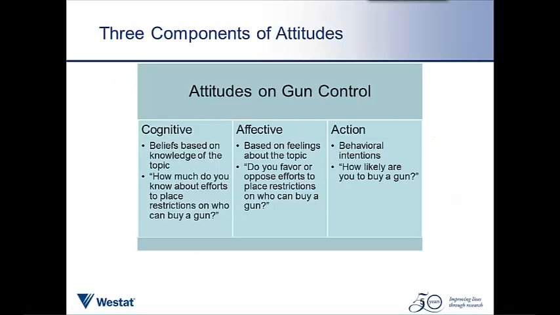And here's an example of how we might tap into all three of those dimensions when asking about a topic like gun control. So the cognitive component, again, the people's beliefs about the topic, might ask about how much they know about efforts to place restrictions on who can buy a gun. Whereas the affective component might ask them about how they feel about the topic. Do you favor or oppose efforts to place restrictions on who can buy a gun? And then the action component, getting at their behavioral intentions, might find out how likely they themselves are to buy a gun.